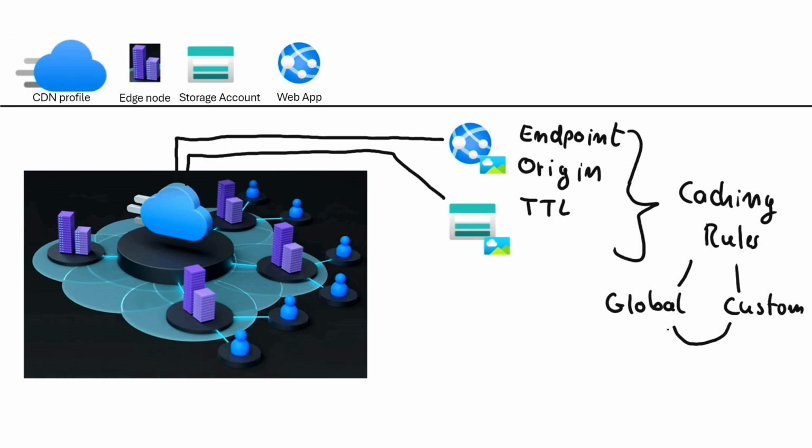Custom rules override global rules. They take precedence over the global configuration. The difference between them is that custom rules match specific paths and file extensions. They get processed in order and they are more granular than the global caching rules. With both global and custom rules, you can define the caching behavior, because in these rules you set the time to live that is optimal for a specific endpoint or for a specific file path.